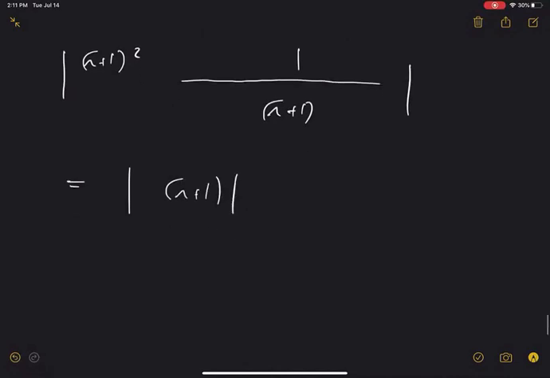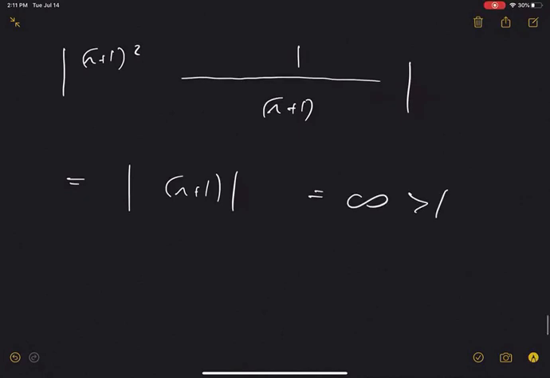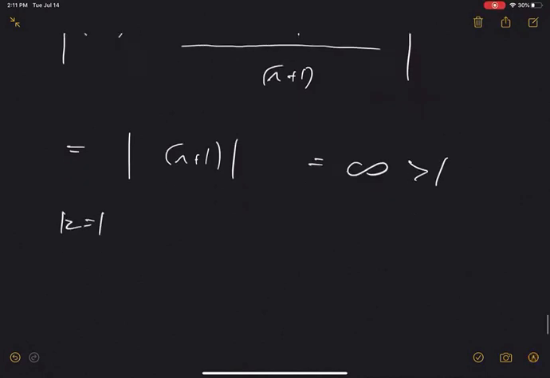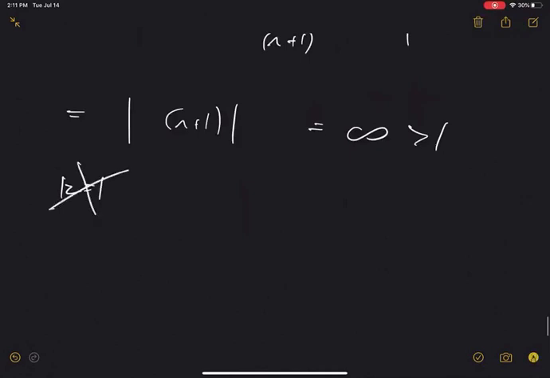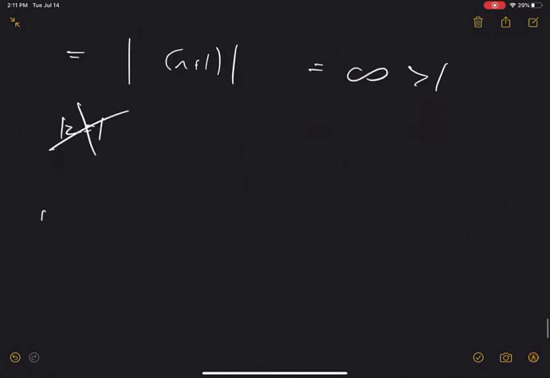Okay. So what's the limit of this? This is my a_{n+1} over a_n. What's the limit of that? Well, it's equal to infinity, which is definitely greater than 1. So when k equals 1, my series diverges. Okay, so I don't want to include k equals 1. All right, so let's try k equals 2 now.